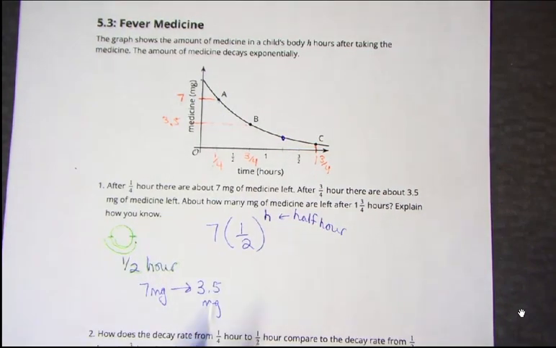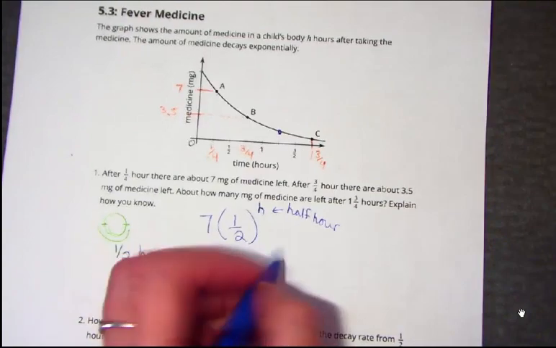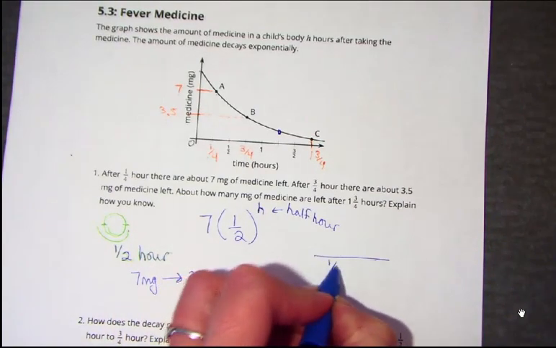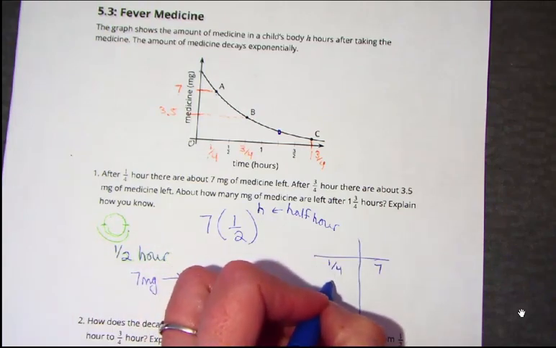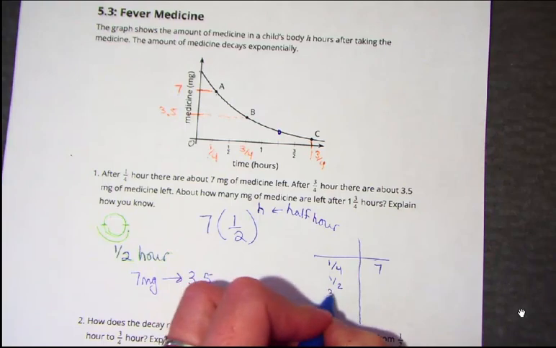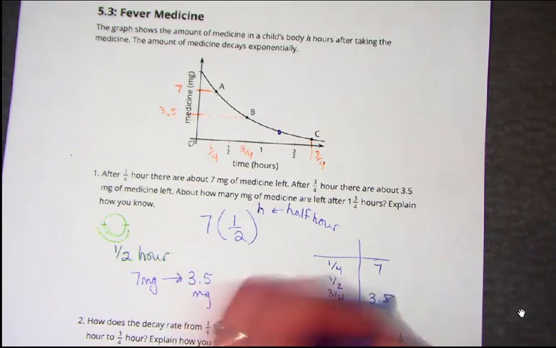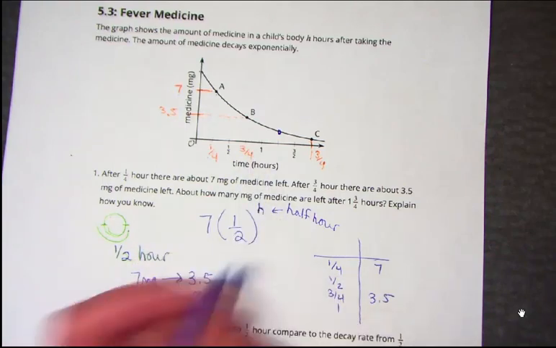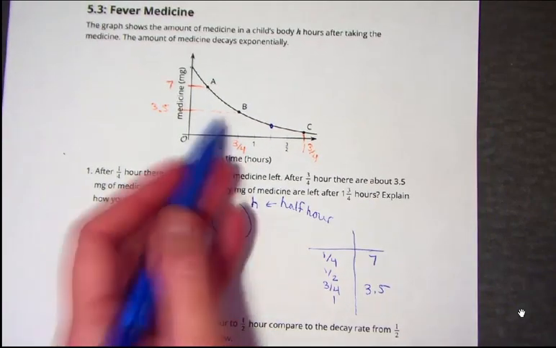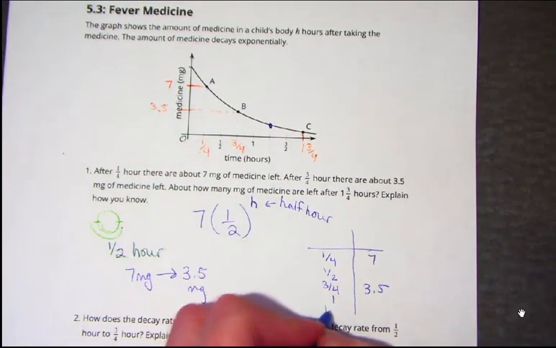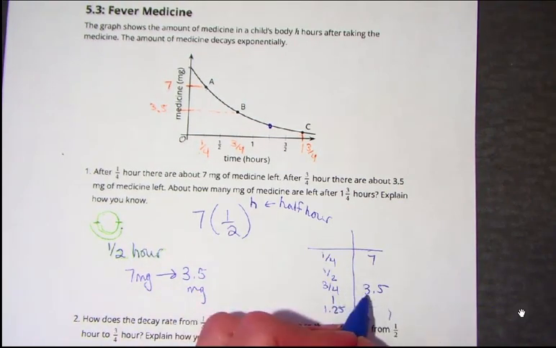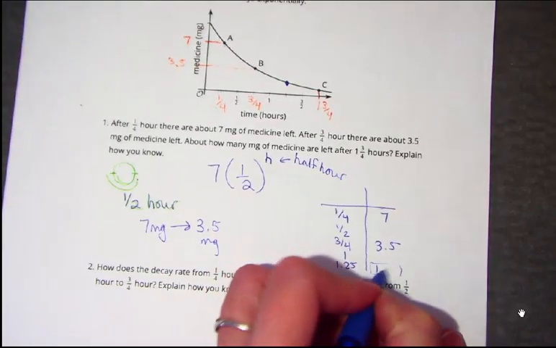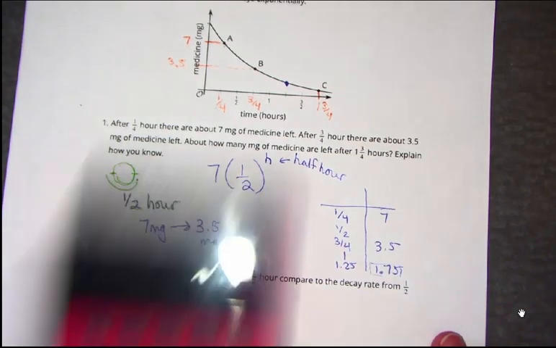We can kind of complete a table and be thinking about this, that when we have 1/4 of an hour, we're at 7 milligrams. At, I don't know ½ an hour, but I know 3/4 of an hour, I'm at 3.5. I don't know 1 hour. I don't really care about 1 hour. But at 1 hour and 1/4, it's going to have cut in half again. So that 3.5 is going to cut down to 1.75. Now that's just 3.5 cut in half.